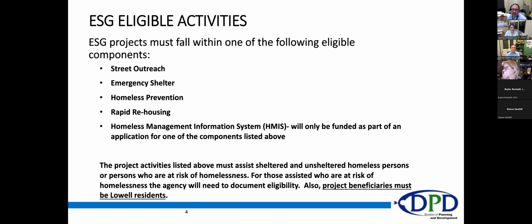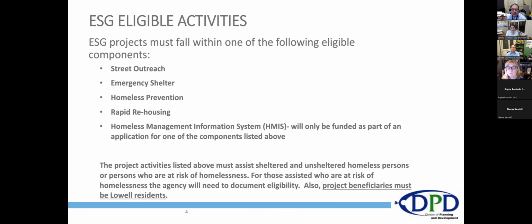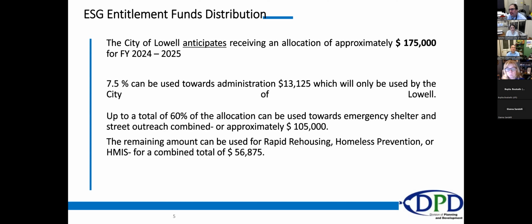We've already talked about this a little bit with the components, but just a reminder that all the residents that receive the funds must be from Lowell. And again, the approximate is 175. I know it says up to 60%, but we're looking at more like 55% for the shelter component, and then the remainder after the administrative fee of $13,125 would go to rapid rehousing and homeless prevention.